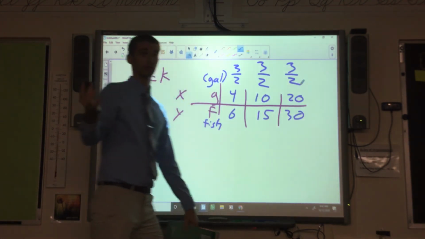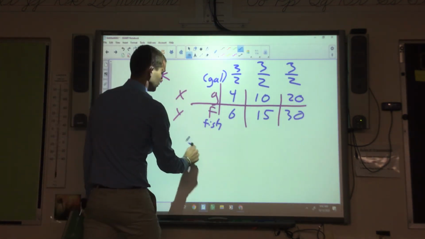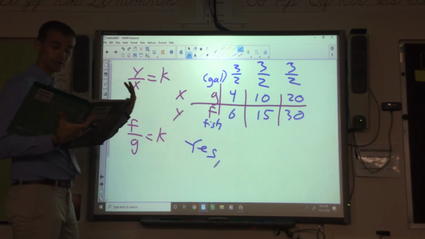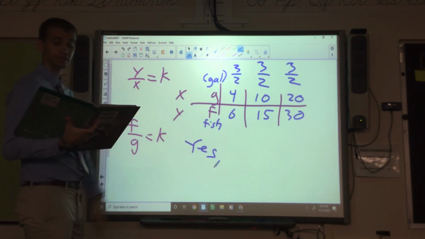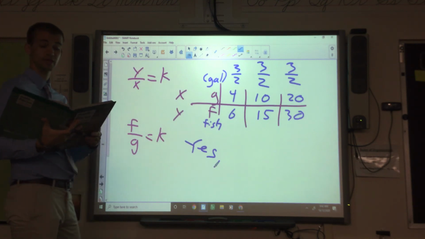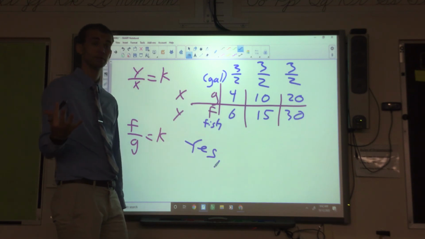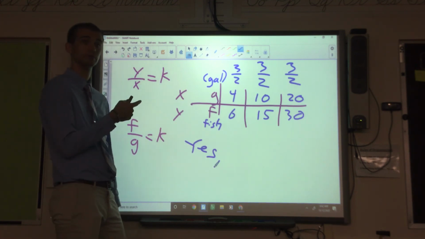Is it a direct proportion? Yes, it is a direct proportion. I'm going to write that down first. The next thing, if so, give the constant of proportionality and tell what it represents. So, what is the constant of proportionality? You guys figured it out 3 times in a row. What is it? 3 over 2.